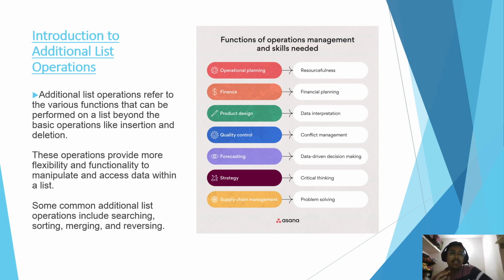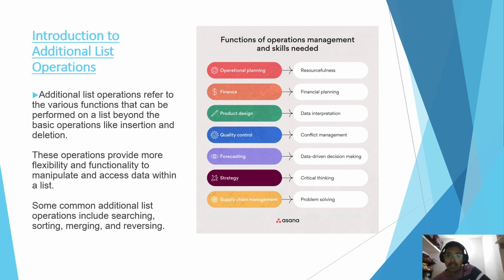Additional list operations refer to various functions that can be performed on a list beyond the basic operations like insertion and deletion. We can actually perform n number of operations on our list, right? These operations provide more flexibility and functionality to manipulate and access data within a list. Some common additional list operations include searching, sorting, merging and reversing. Not only that, I'll show you guys what.